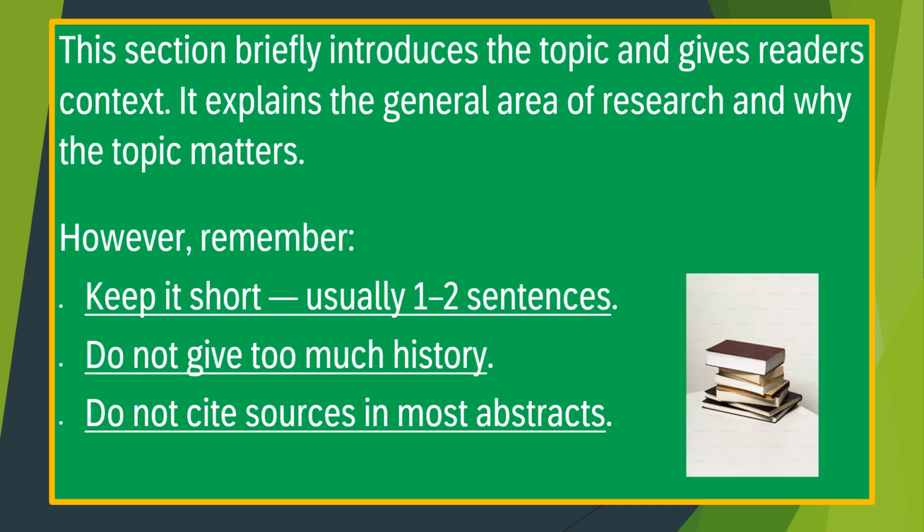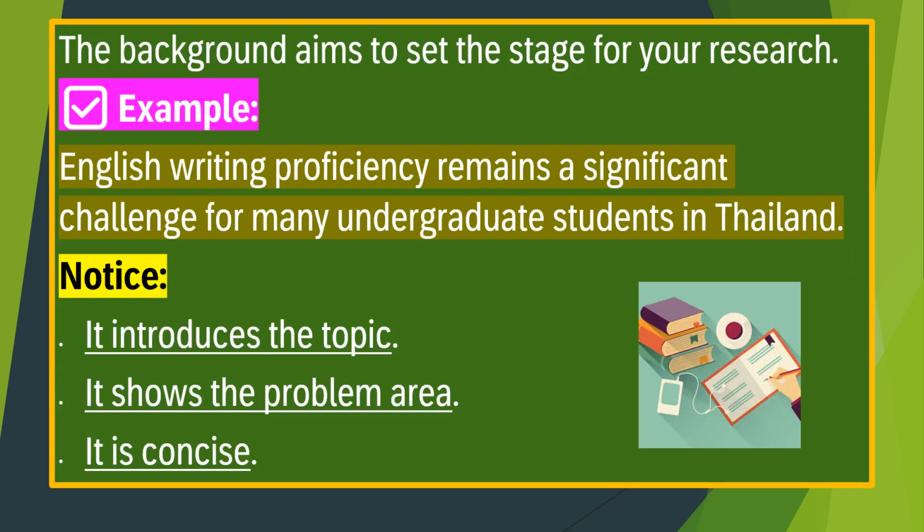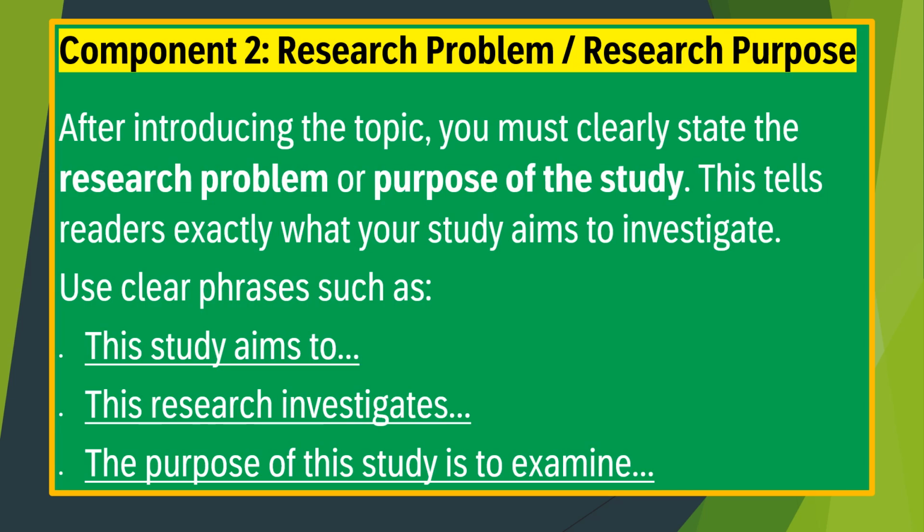Do not give too much history. Do not cite sources in most abstracts. The background aims to set the stage for your research. Example. English writing proficiency remains a significant challenge for many undergraduate students in Thailand. Notice. It introduces the topic. It shows the problem area. It is concise.